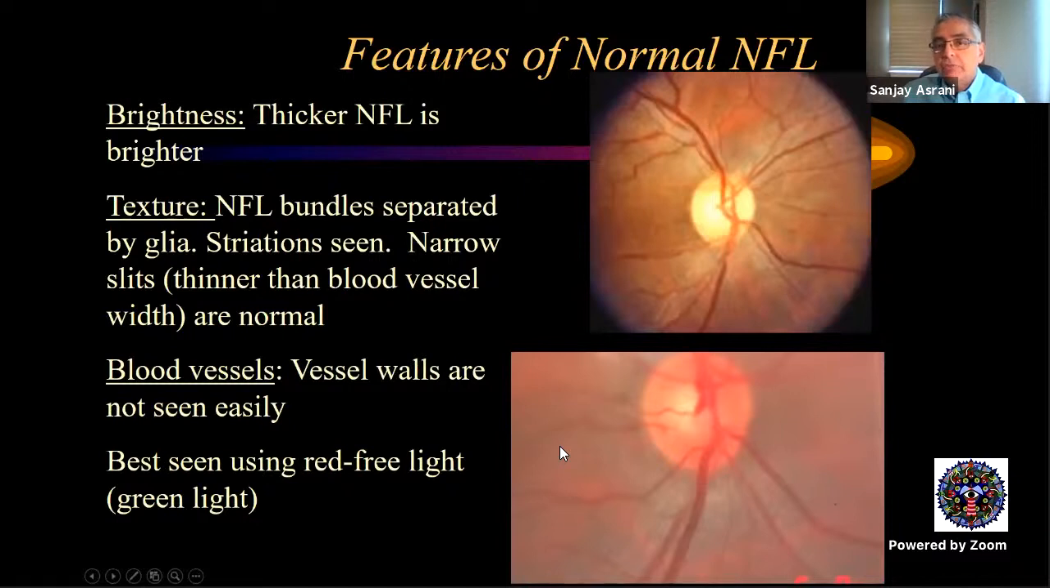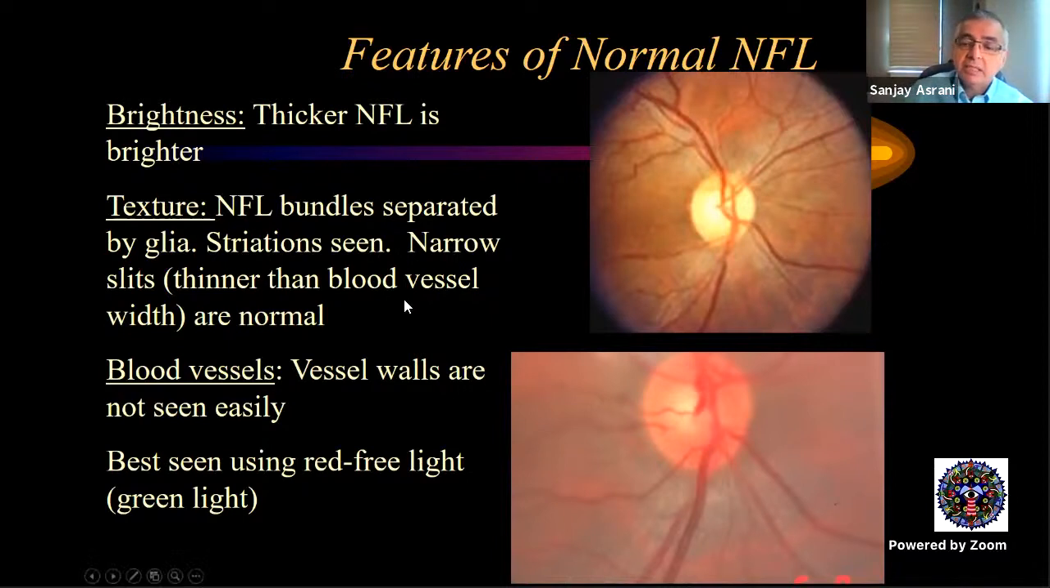So now let's look at the features of a normal nerve fiber layer. The normal nerve fiber layer, the thicker one, is brighter. You can see this brightness all along the edges. The optic disc has purposely been defocused. The texture, the bundles are separated with striations of glial cells, and therefore you can see this texture. And there are sometimes very thin slits that are thinner than the blood vessels, and they are normal. The blood vessel walls are indistinct. You can't make out these blood vessel walls very clearly.